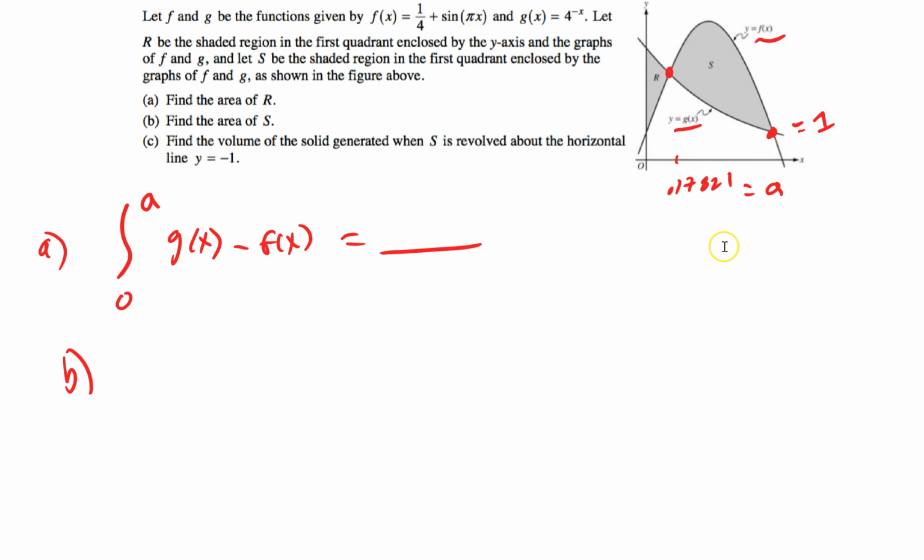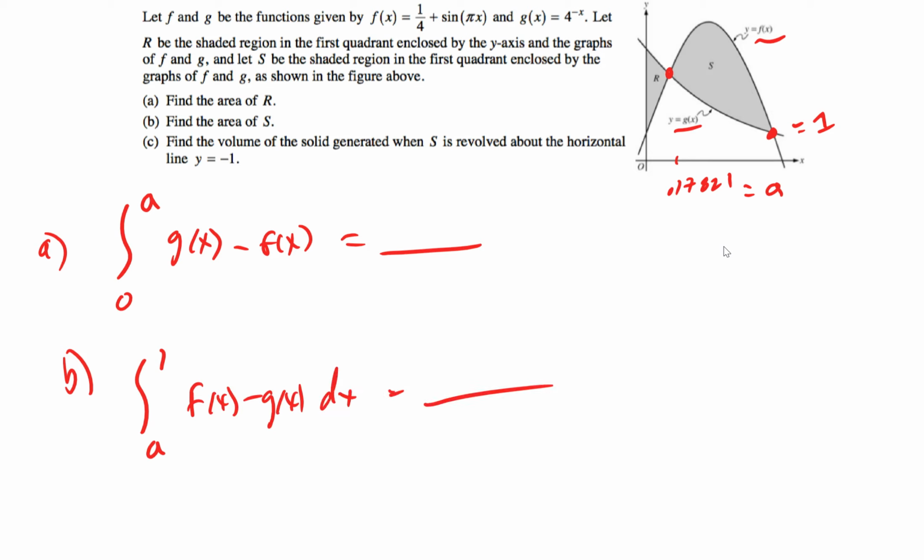So for the second one, again, we want to find the area. So we're going to integrate from a all the way to 1. In this case, we switch it. F is on top, g is on the bottom. So f of x minus g of x dx. And then put in your calculator, get an answer. Remember, do not round the answer. Don't truncate it. Just write it all out. They'll do it for you.